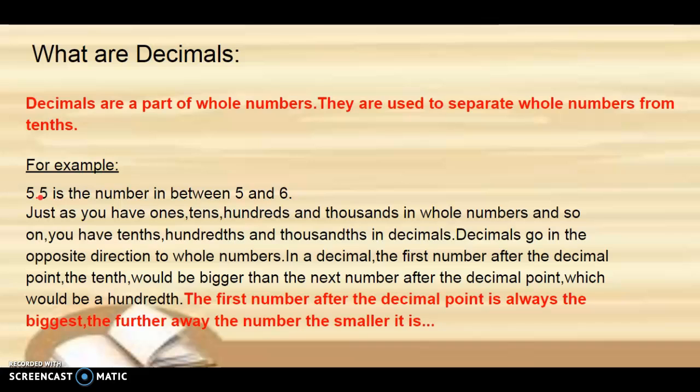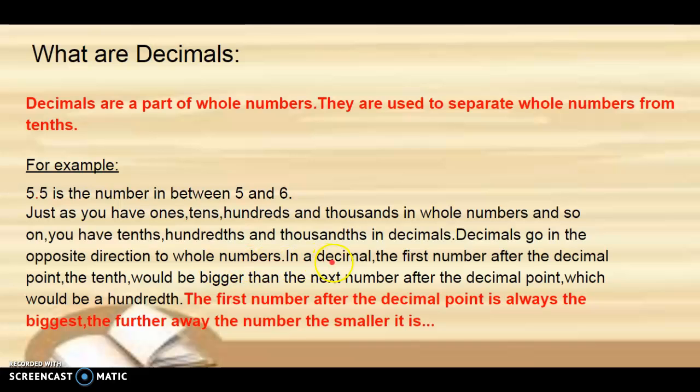This dot is the decimal point, a point that separates whole numbers from tenths. Just as you have ones, tens, hundreds and thousands in whole numbers, you have tenths, hundredths and thousandths in decimals. Decimals go in the opposite direction to the whole numbers.